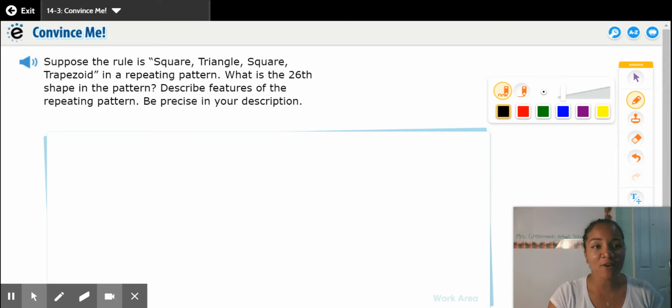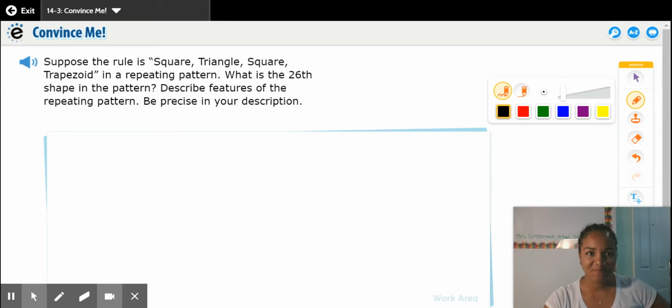Okay, so let's look at the question. It says, suppose the rule is square, triangle, square, trapezoid in a repeating pattern. What is the 26th shape in the pattern? Describe features of the repeating pattern. Be precise in your description.